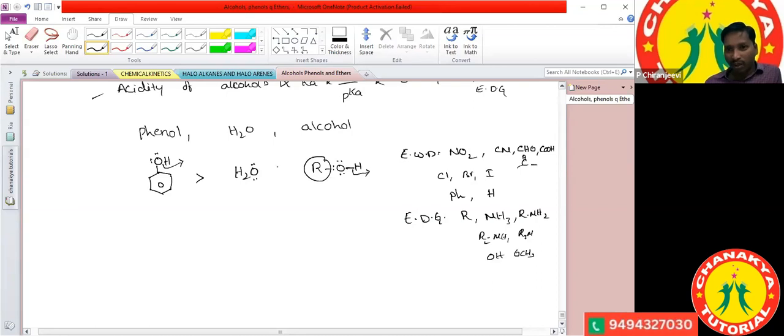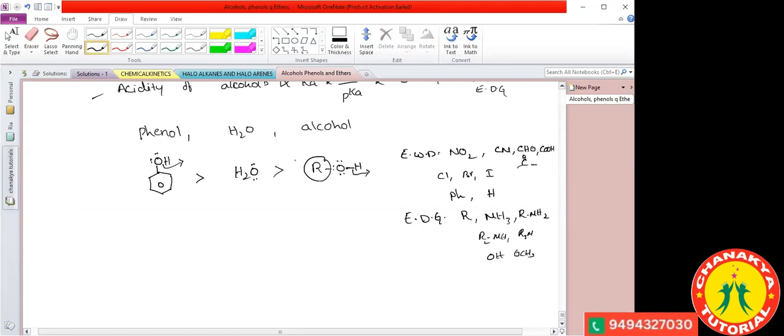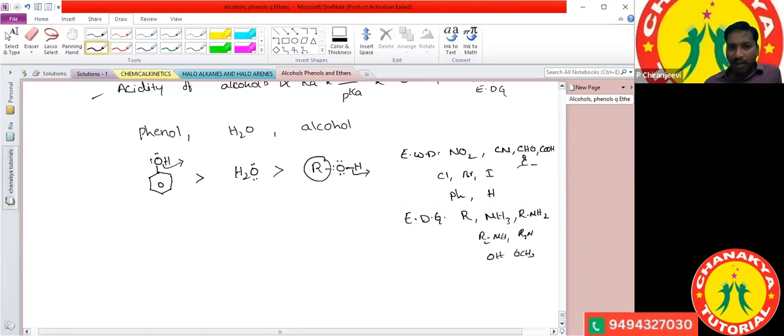Got it, all of you? Could you explain that again? Once again, can I repeat, ma? Right. So here, first of all, I would like to write the structure of phenol. So this would be called phenol. Hydrogen is there. Here also a lone pair of electrons, here also a lone pair of electrons. Is it right?